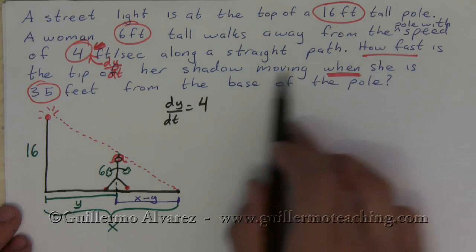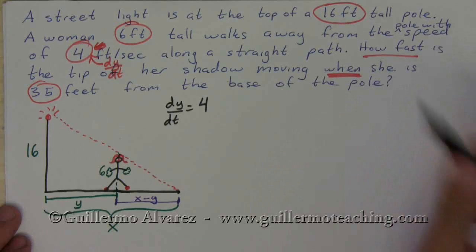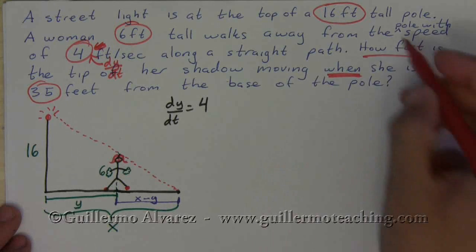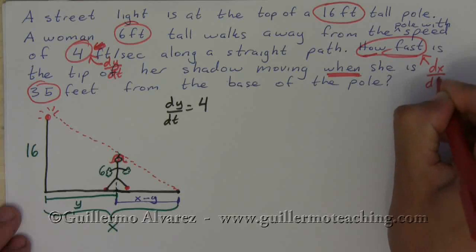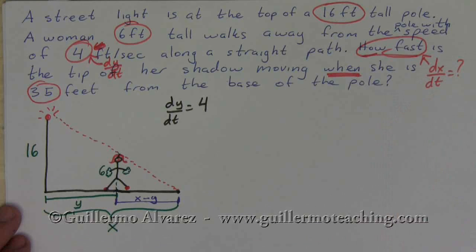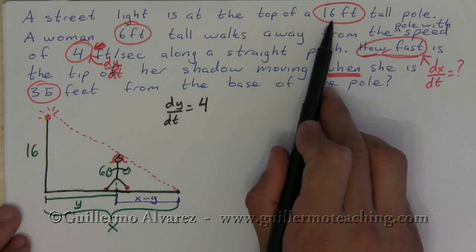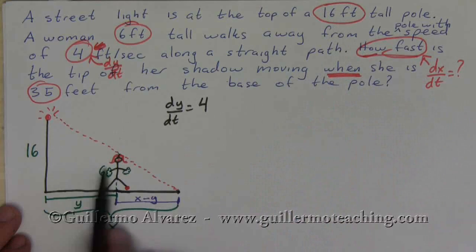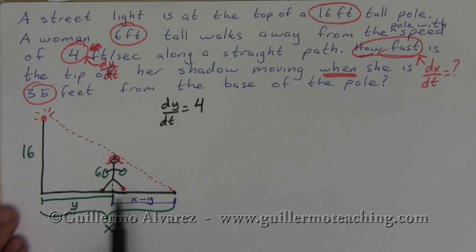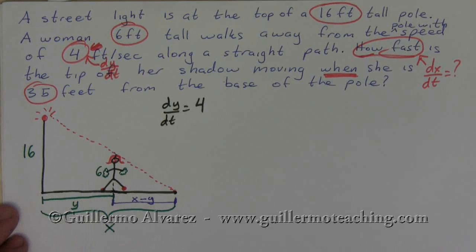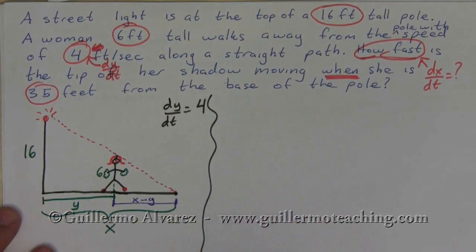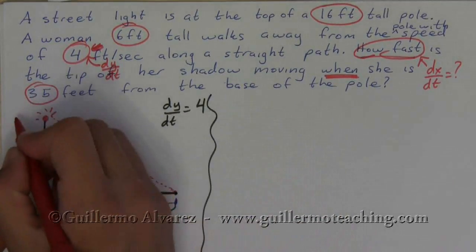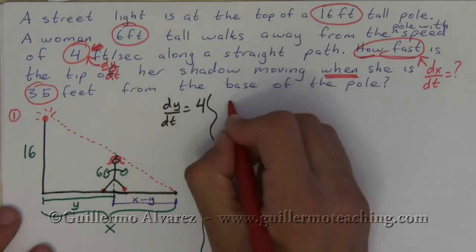Now, the question, how fast is the tip of her shadow moving, this is what we're looking for. This is going to be dx over dt. And the 16 feet and the 6 feet, well, these are constants, so we don't really need to label them anything necessarily, although you could just assign these a letter. But we have the picture, so that can take the place of that. Okay, so we have the labeling done. So this is the labeling and drawing a picture.